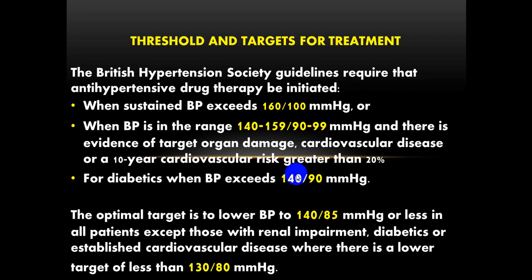In diabetics, our target is to decrease blood pressure. When the blood pressure is 140 over 90, we have to control it. And this differs from other healthy patients. So the optimal target is to lower blood pressure to 140 over 85 millimeters of mercury. This is our target, in all patients except those with renal impairment, diabetics, or established cardiovascular disease, where there is a lower target of less than 130 over 80 millimeters of mercury.